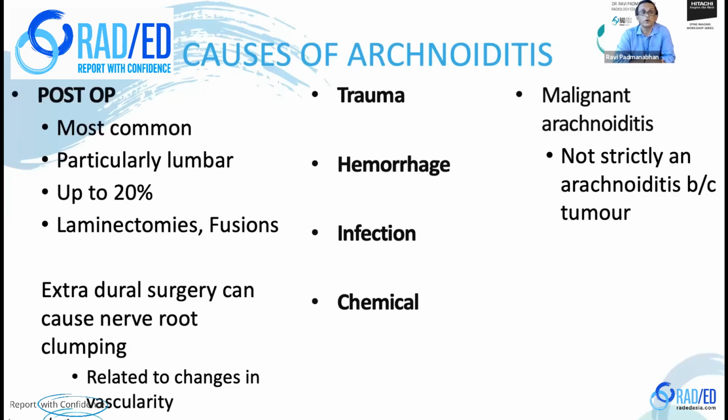In the lumbar area, it's reported that up to about 20% of post-laminectomies or fusions will have some form of arachnoiditis. It's actually quite common to get changes of radiculitis or some early septa formation post-operatively. A lot of people will get it, but it doesn't persist. The ones that persist can be up to about 20%.